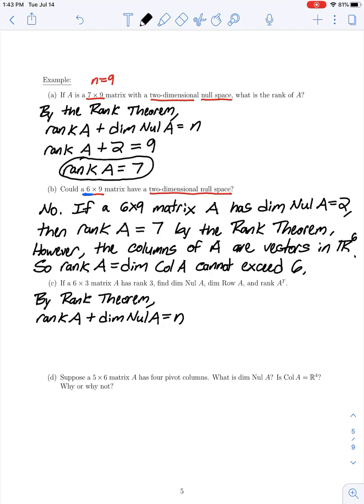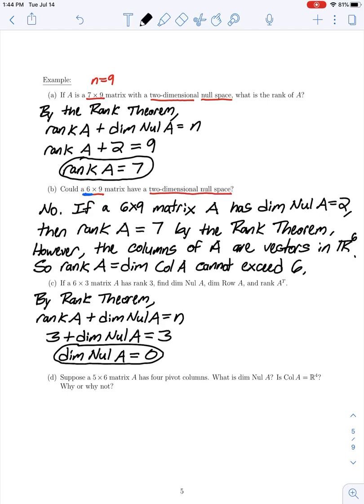So here we were told that our matrix has rank 3. So if we are adding the dimension of the null space of A, or its nullity, we have to get the number of columns, which for a 6x3 matrix is 3. So it follows that the dimension of the null space of this matrix would equal 0. And recall, a 0-dimensional subspace would consist of a single vector, or in this case, the 0 vector would be the only vector which maps to 0 using this matrix A. So we found the nullity, or the dimension of the null space of our matrix.